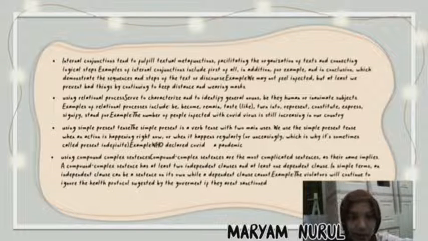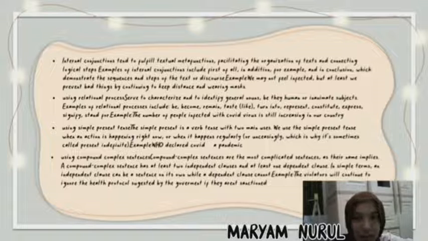And last but not least, using compound complex sentences. Compound complex sentences are the most complicated sentences. As their name implies, a compound complex sentence has at least two independent clauses and at least one dependent clause. In simple terms, an independent clause can be a sentence on its own while a dependent clause cannot. Example: the violators will continue to ignore health protocols suggested by the government if they aren't sanctioned.